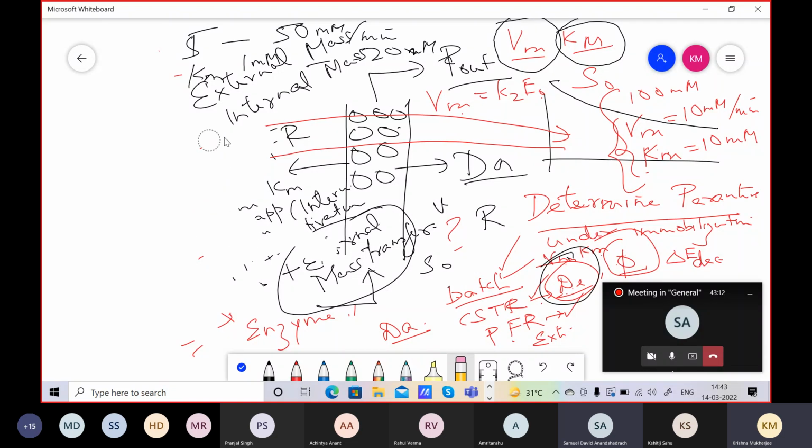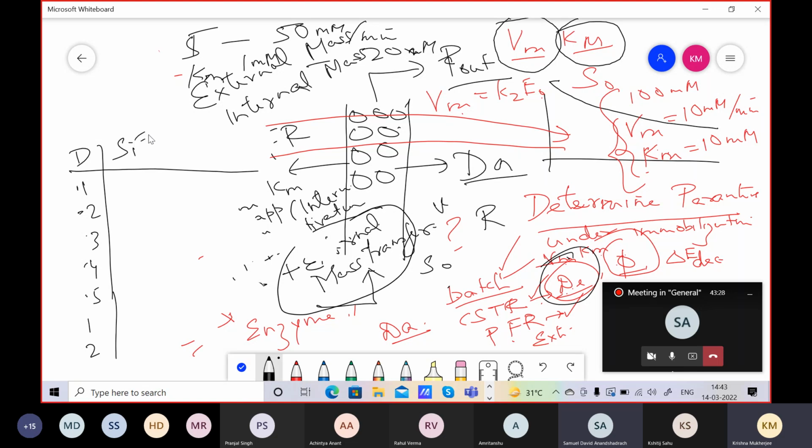Let us say you generate graphs like this. T: 0.1, 0.2, 0.3, 0.4 per minute, 0.5, not too many points, 1, 2, maybe this. And S initial, say 100 millimolar. What are the outputs? S initial 50 millimolar. What is the output? That is it. So generate graphs like this.